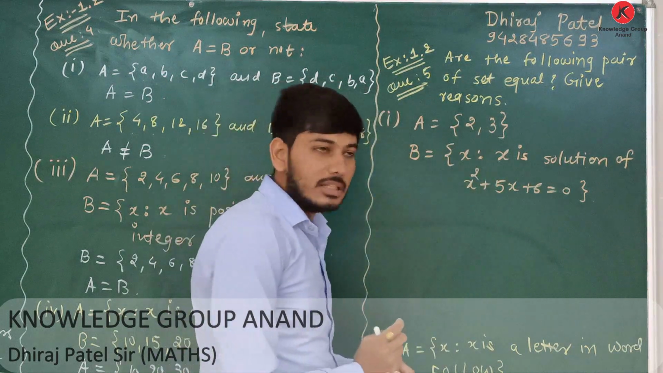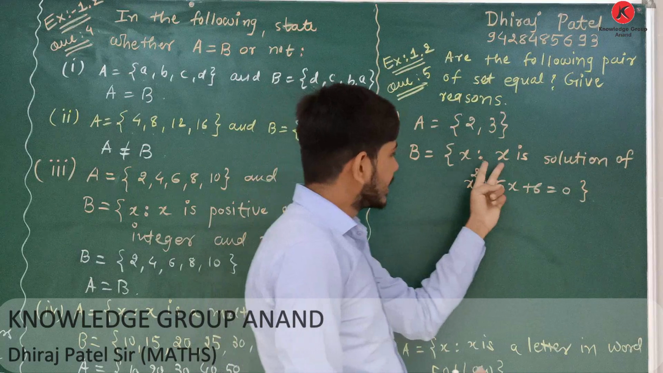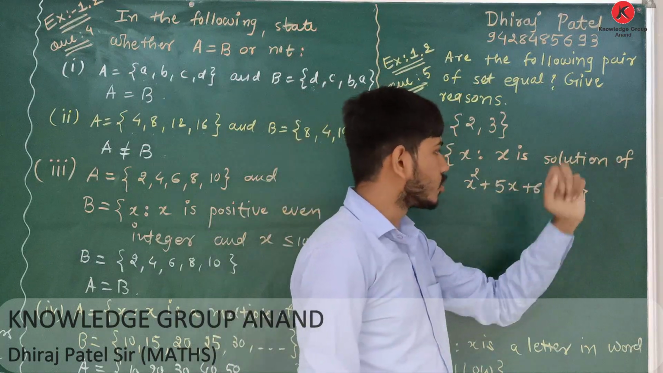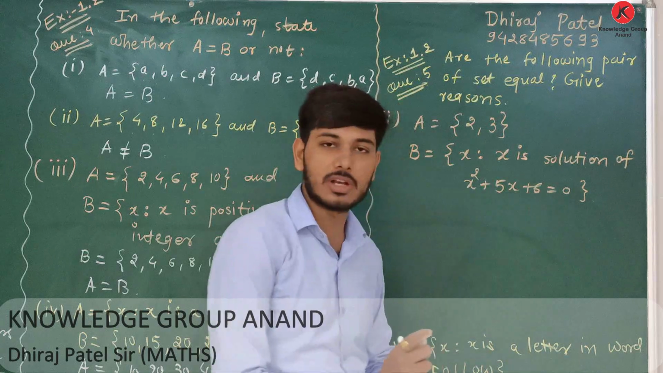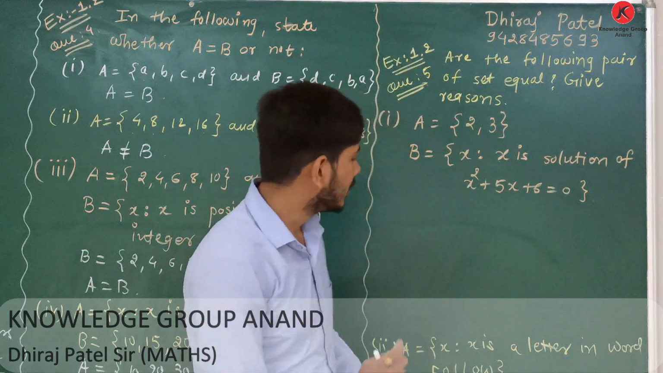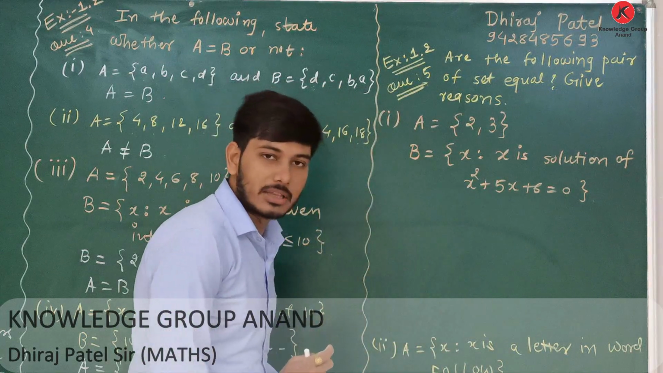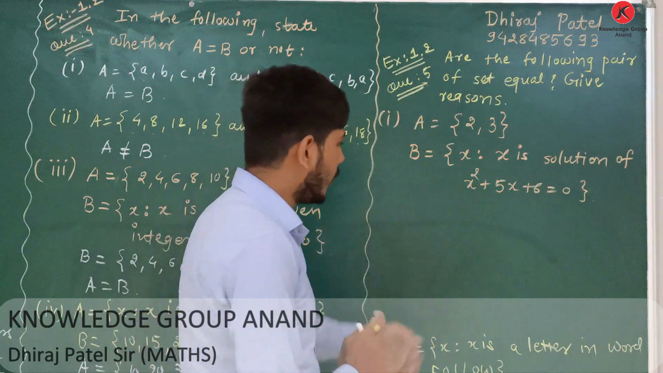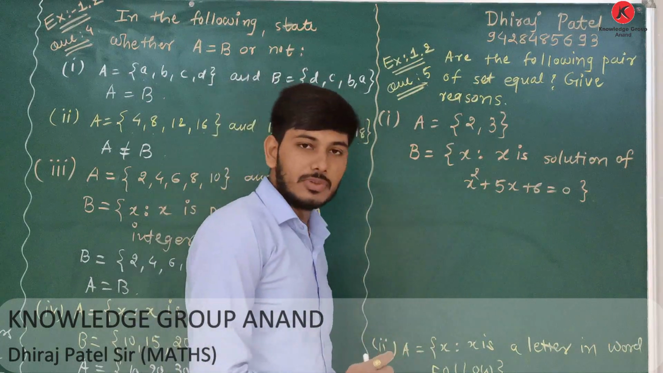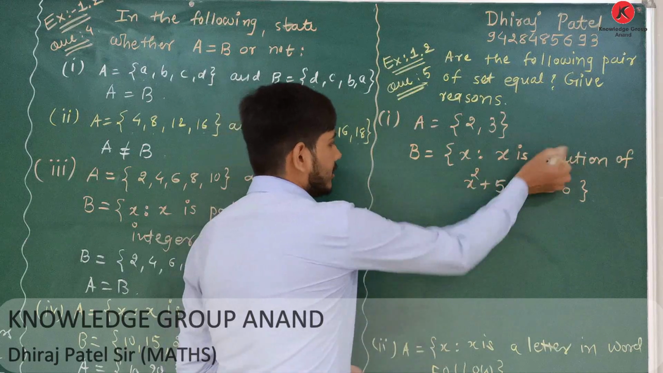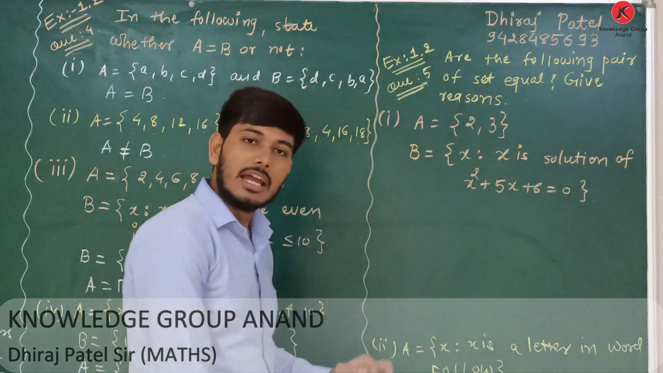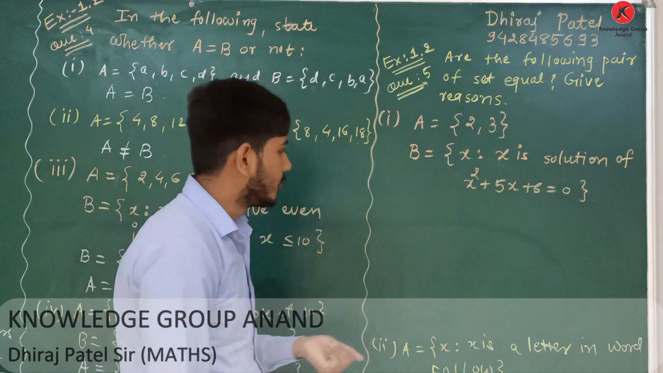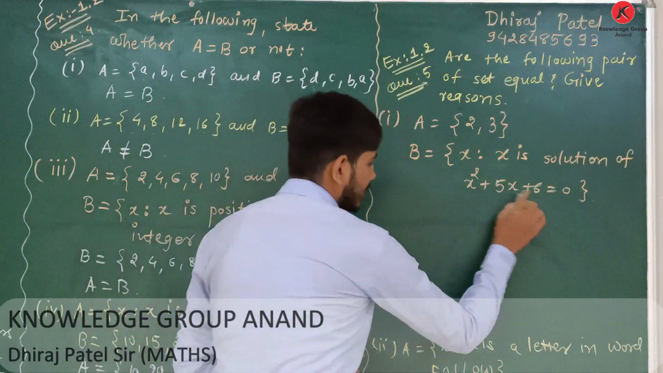But set B equals x such that x is a solution of the equation x square plus 5x plus 6 equals 0. This is in property method or set builder form. Therefore, first of all, we have to find the value of x from the given equation and write it in roster form. So first of all, solve this equation.